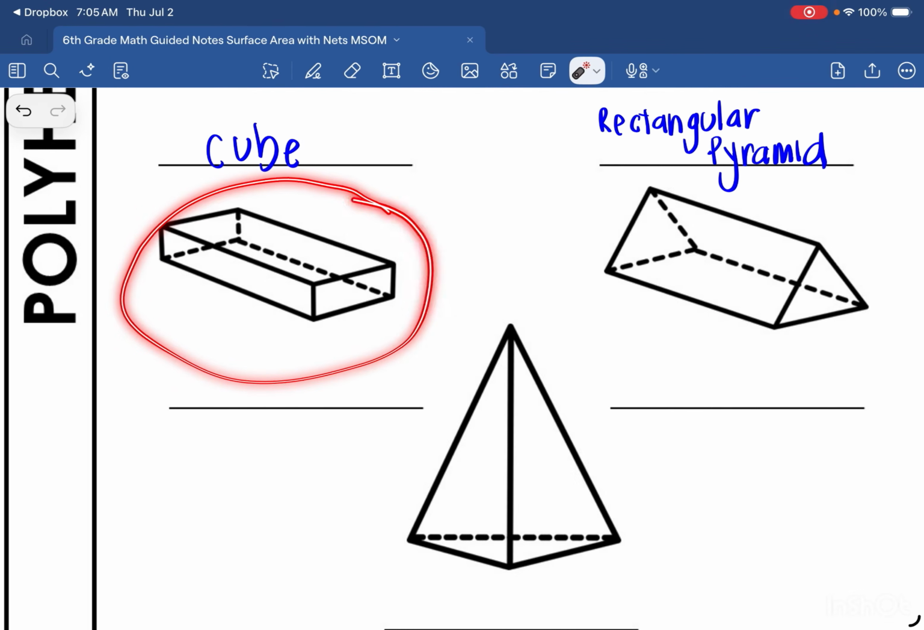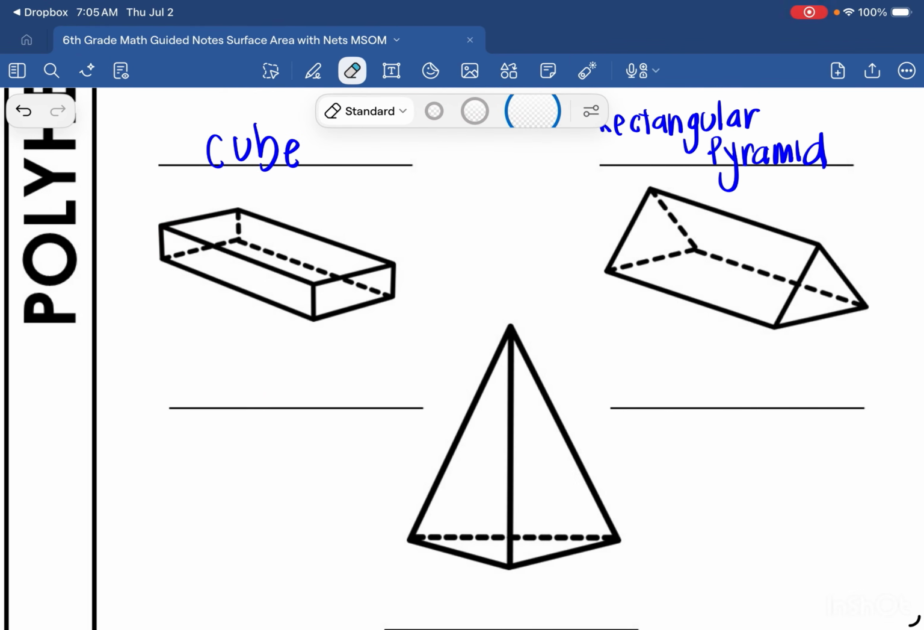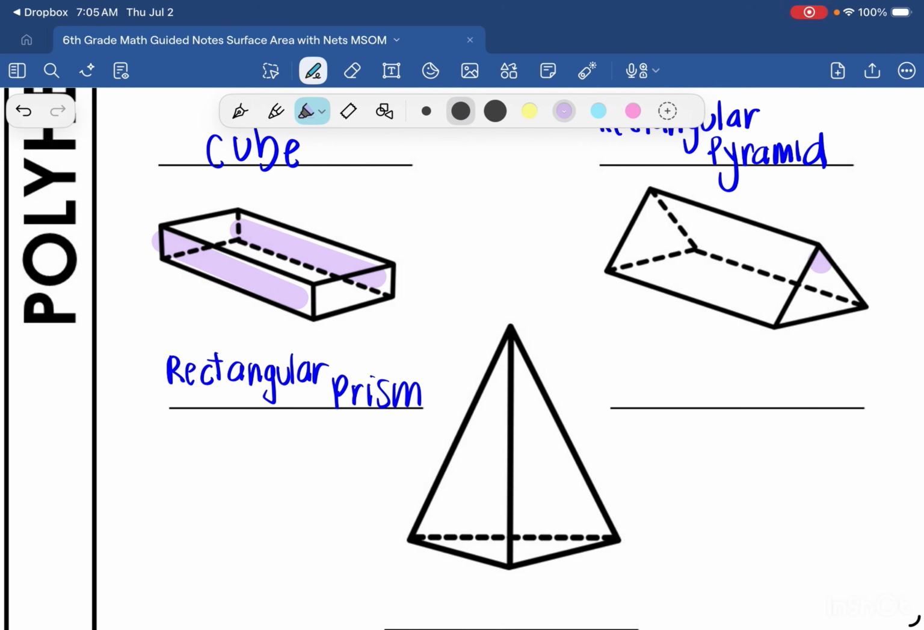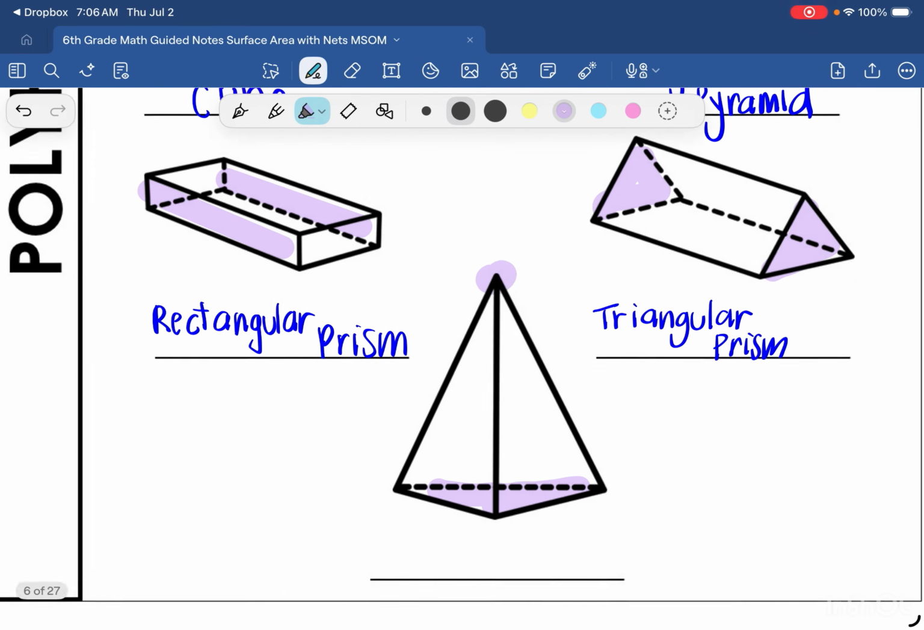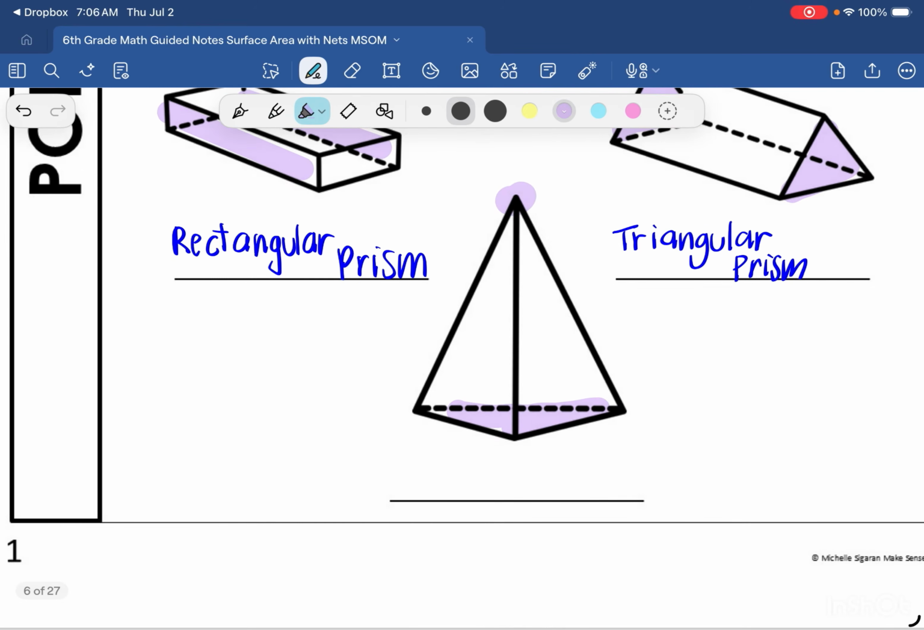This shape is a prism because it has parallel bases. The base shapes are rectangles, so we call it a rectangular prism. This next shape has parallel bases that are triangles, so we call this a triangular prism. The shape here on the bottom has a triangular base with an apex, so we call this one a triangular pyramid.